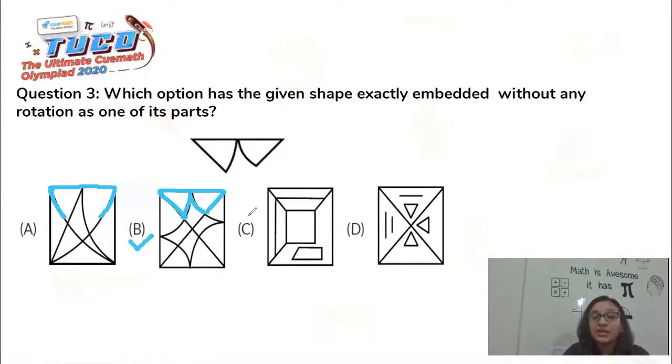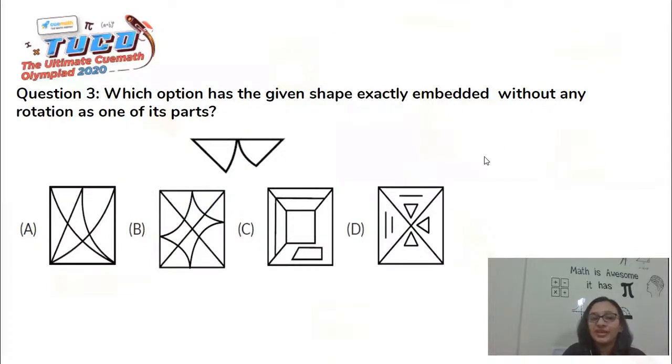Coming to C, we can easily rule this out. Why? Because this part which they have shown us in the question has got two curved lines, whereas in option C, there are no curved lines at all. So it will definitely not be embedded in this. Same way, we can easily rule out option D because this also has got no curved lines. So the only correct answer to this question becomes option B.